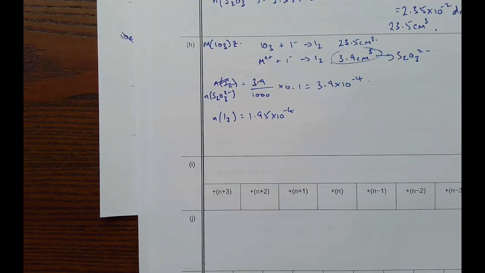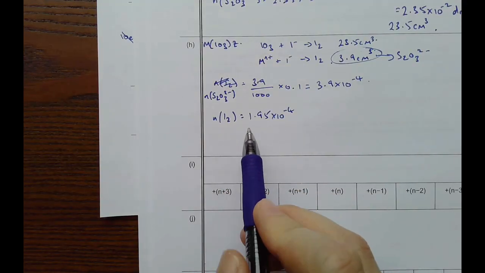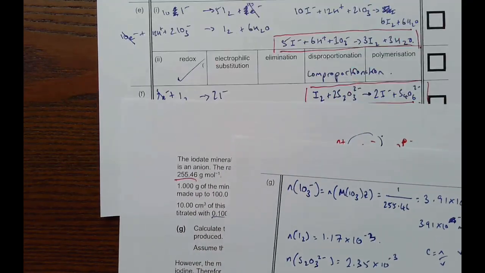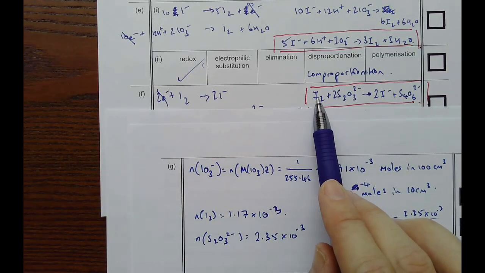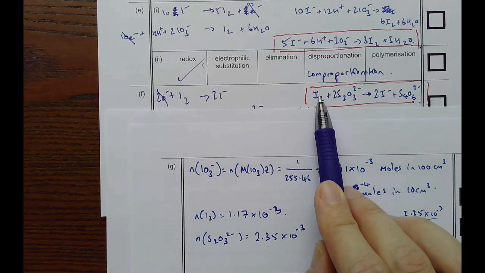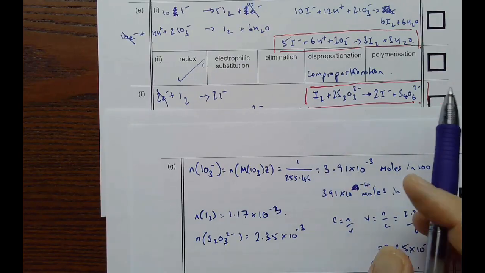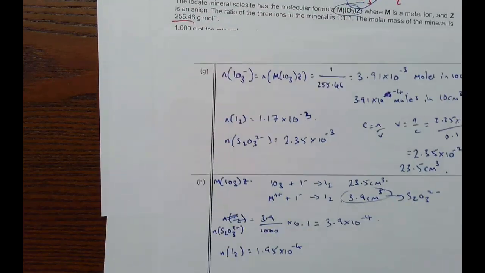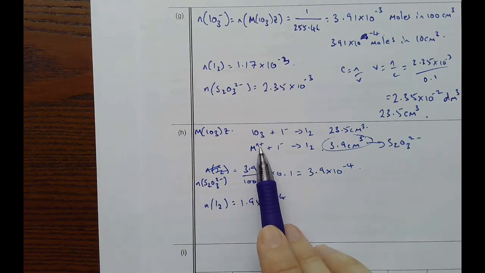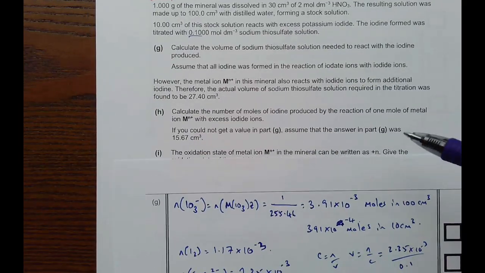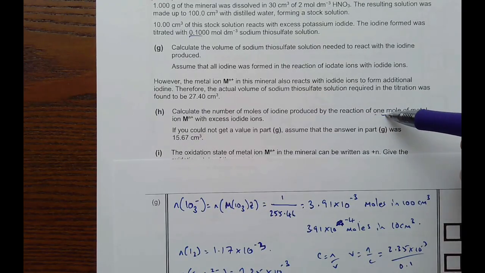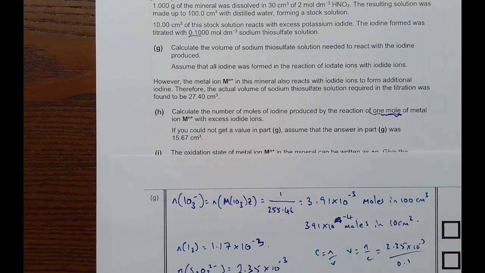So this is the really tricky part of the question. This takes a lot of thinking about. This number of moles of iodine comes from the reaction of the metal. So that's the number of moles of iodine here that's coming from the reaction of the metal. Okay, I thought I wrote down the equation somewhere. Yeah, here. It's the amount of iodine produced from reaction with the metal. Now the question says, calculate the number of moles of iodine produced by the reaction of 1 mole of metal ion.